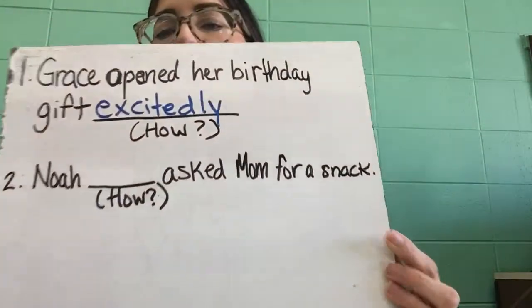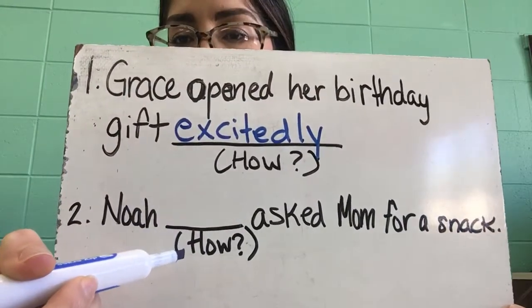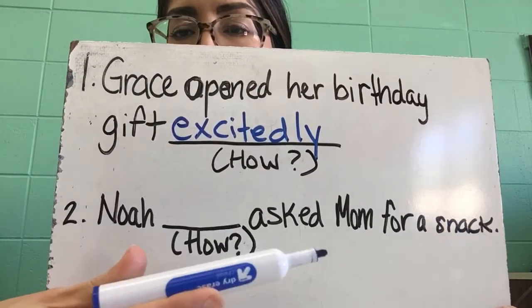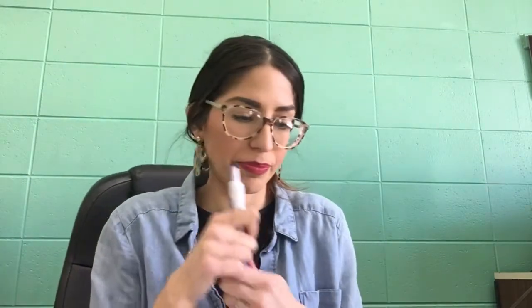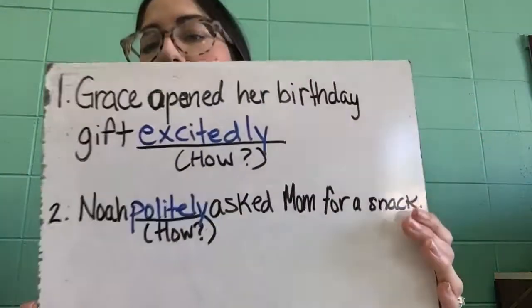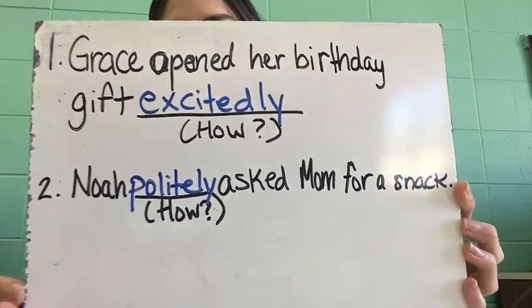Okay, number 2. Noah blank asked mom for a snack. So Noah, it says how in your book. How did he ask mom for a snack? So think of how maybe you may ask your mom for a snack, or your dad, your grandparents, whoever. So how do you ask for a snack? How? Okay, I have one. Maybe we can say politely. Okay, so Noah politely asked mom for a snack.